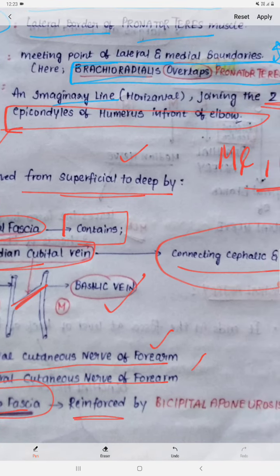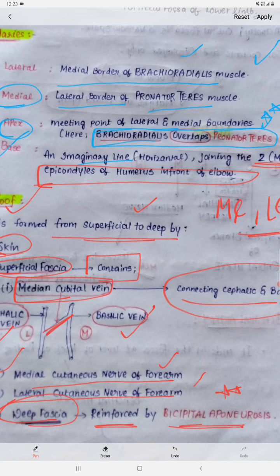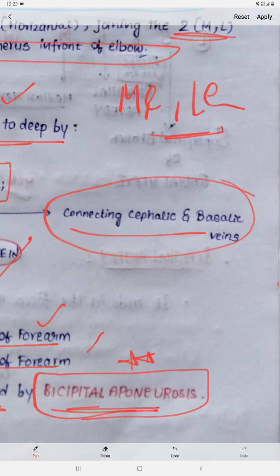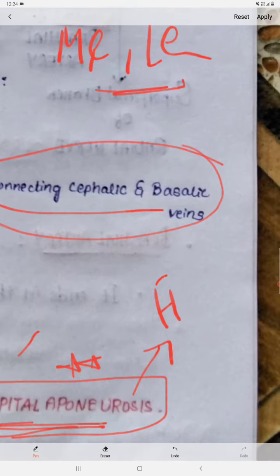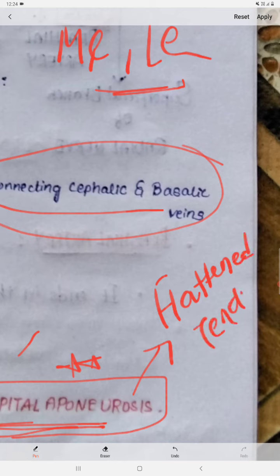Actually this deep fascia is reinforced. Reinforced means strengthened. Okay, it is reinforced by the bicipital aponeurosis. Please remember this point. What are the structures present in the superficial fascia and what are present in the deep fascia? Deep fascia is nothing but the bicipital aponeurosis. Now the general anatomy works here. What do you mean by the aponeurosis? Yes, it is nothing but the flattened tendon, right? The flattened tendon of the biceps brachii muscle.